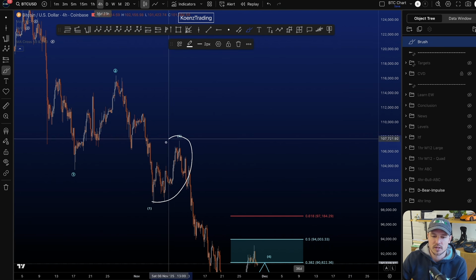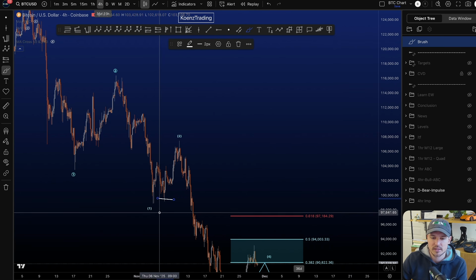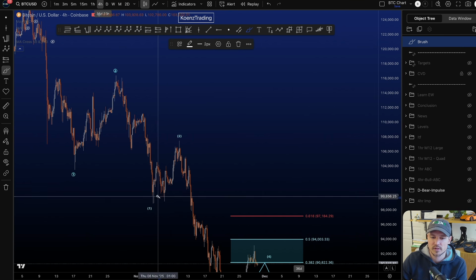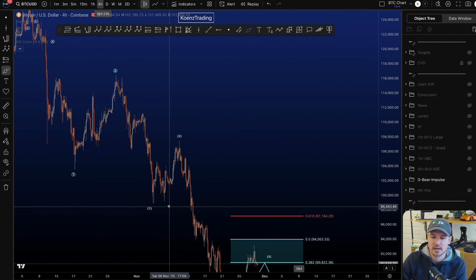And then price creates another move towards the upside. It touches the 0.886 here, taken from the low to the high. 0.886 touch equals very likely to continue the trend and take out this low.